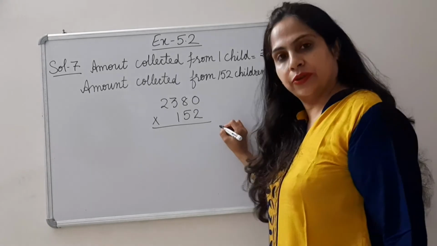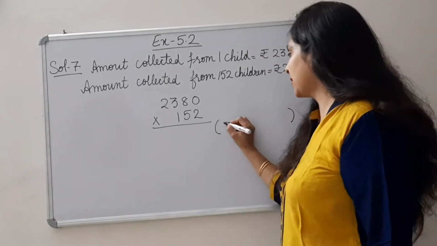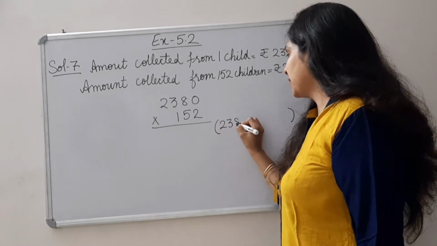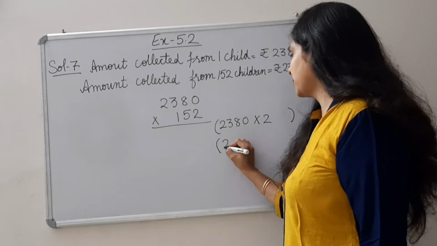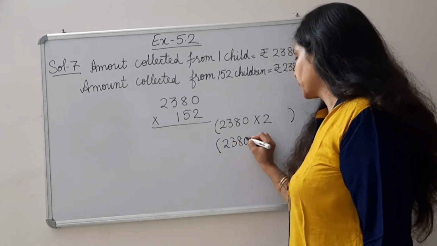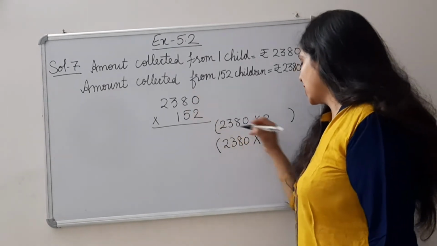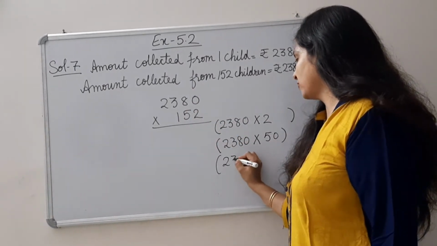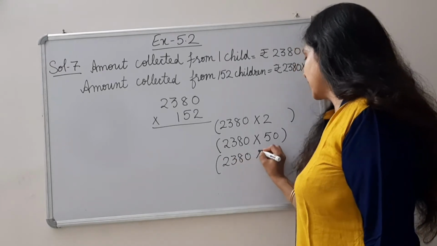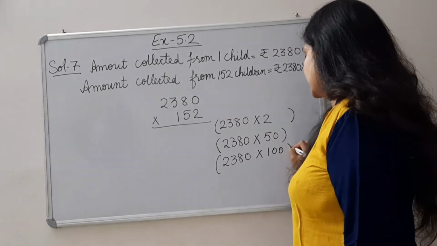Again you have to follow 3 steps for multiplying. In the first step, you will multiply the multiplicand by the ones digit of the multiplier. In the second step, you will multiply the multiplicand by the tens digit and its place, that is 50, we have to multiply. And in the third step, you have to multiply the multiplicand with the hundreds digit with 2 zeros, as it is at hundreds place.